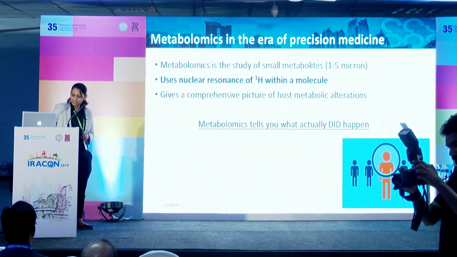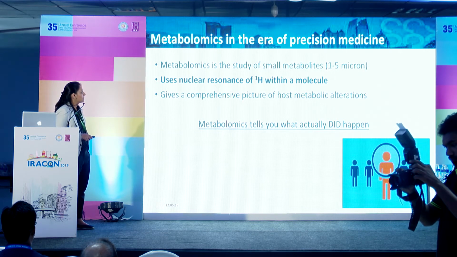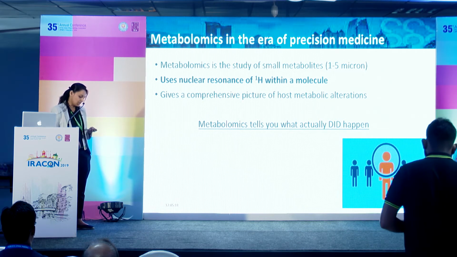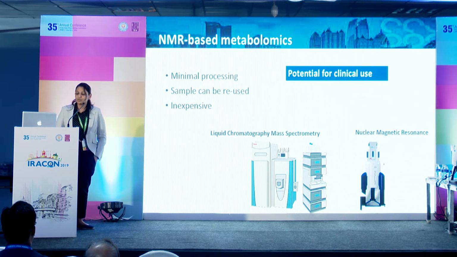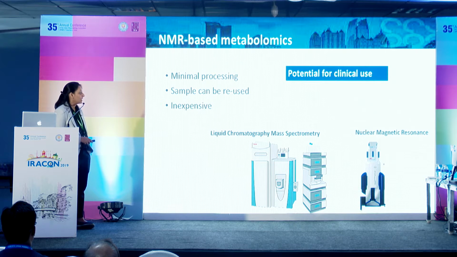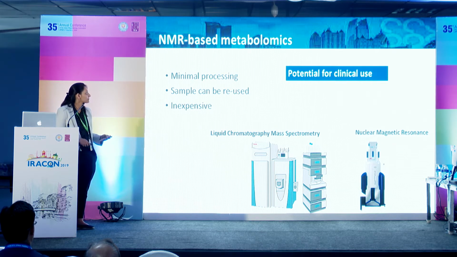So metabolomics uses the resonance of hydrogen ion within a molecule and gives a comprehensive picture of host metabolic alterations. Now, we can measure it using either NMR or using LCMS, but NMR has some distinct advantages, as you can see, with potential for clinical use.